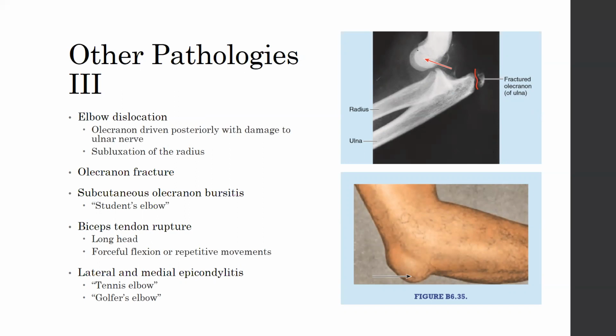Lateral and medial epicondylitis. That's tennis elbow and golfer's elbow. That's the tennis backhand. I always got confused because I was like, is it a tennis backhand, tennis forehand? It's the tennis backhand, and it's a golfer's swing. So that's lateral epicondylitis for the tennis elbow and medial epicondylitis for golfer's elbow.